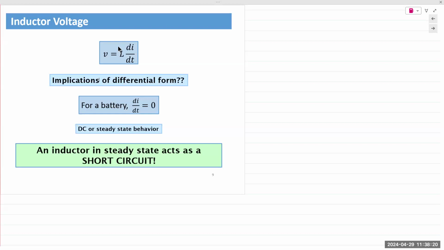You have two ends of the inductor. If they are behaving like a short circuit, what is the voltage across those two points? 0. So mathematically, again, di over dt is 0. Conceptually, it's behaving like a short circuit. Steady state simply refers to the moment where it is fully charged or it reaches full charge.